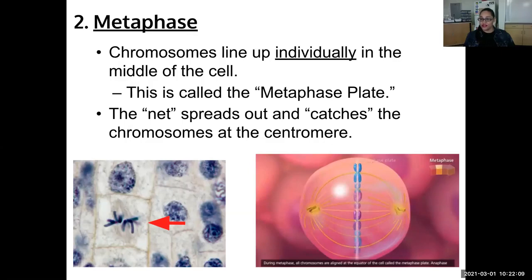Like on the right, there's an animation and it looks pretty. Chromosomes are all lined up and you can see the X-shaped structure. But on the left, that's what it actually looks like under a microscope. And you can even kind of see the spindle fibers, the grayish net that's kind of catching them.